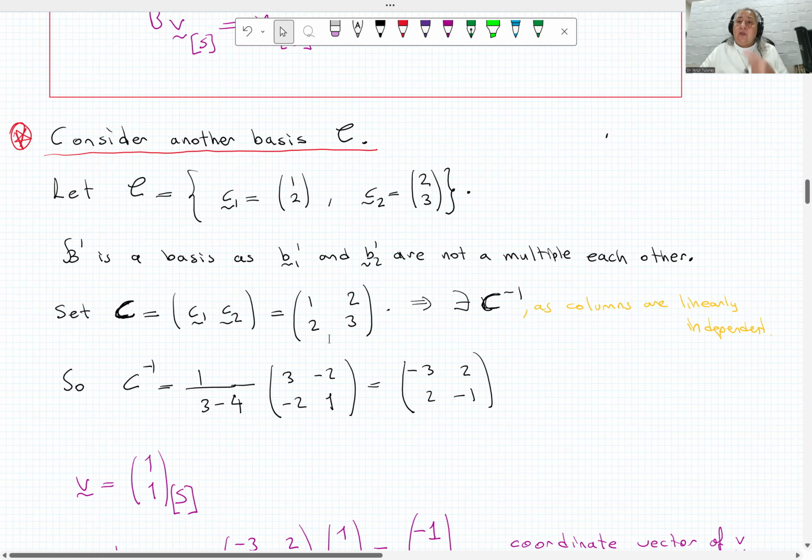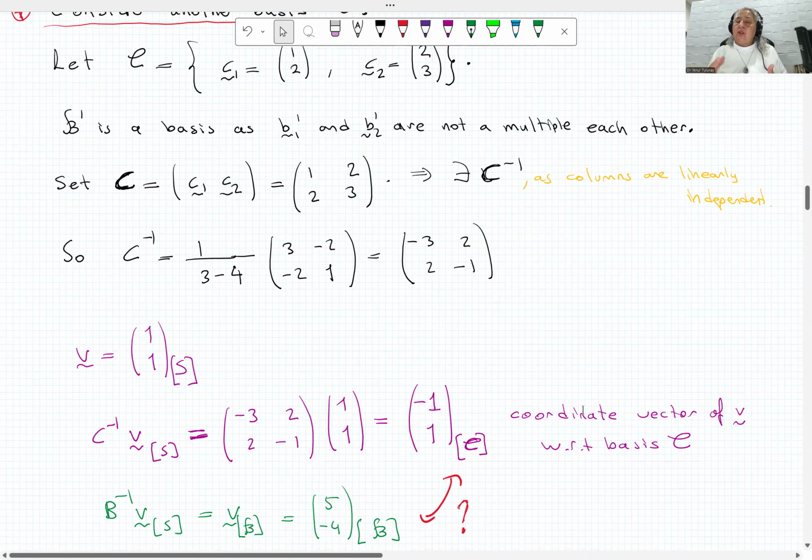Well, I have a still 2 by 2 matrix. It's easy to write it down. I will not make it longer. This time I'm just writing down the equation. 1 times 3 is 3 minus 4 is the determinant. Change these two positions. So this is 3, this is 1, and multiply these two positions by minus 1. But determinant is minus 1, so everything needs to be multiplied by minus 1 here. So you have minus 3, 2, 2, minus 1. So this is C inverse.